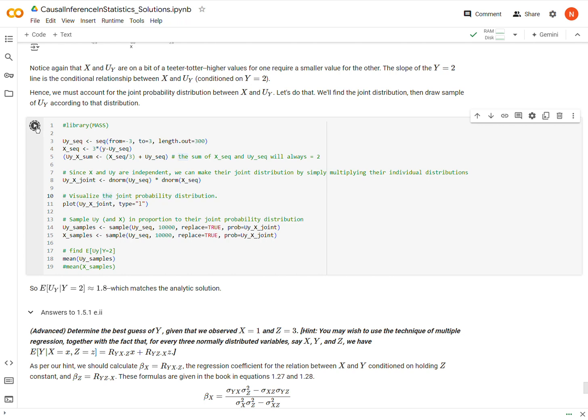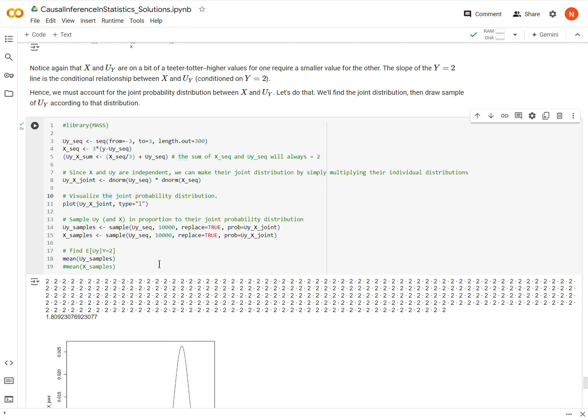So let's go through that. First of all, remember that all of these 2's, like I said, I'm going to calculate y for each value of u of y and for x, just to make sure that I've done my math right, and they're all 2, which is what we wanted.